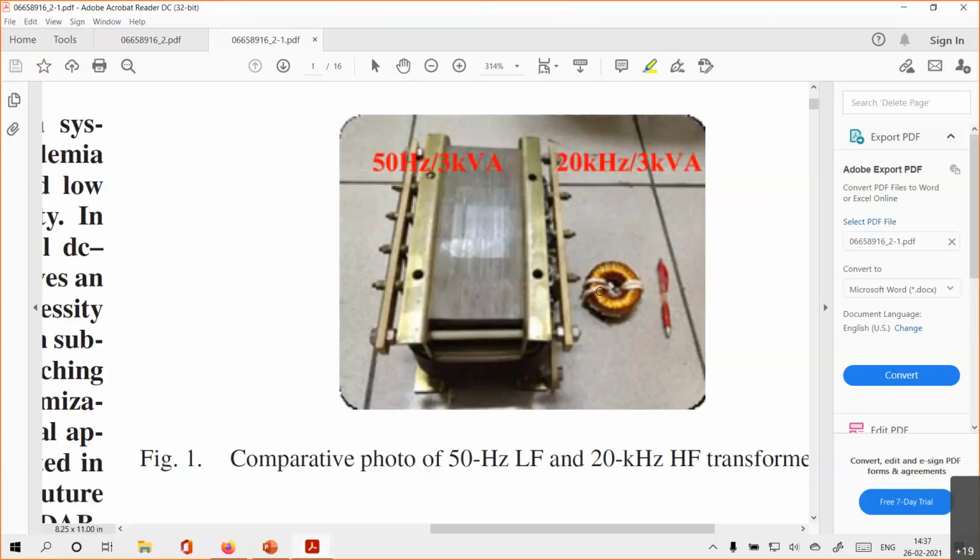The size will be reduced by almost 95%. If you go for a higher frequency, say 100 kHz or something, then the size is reduced further.